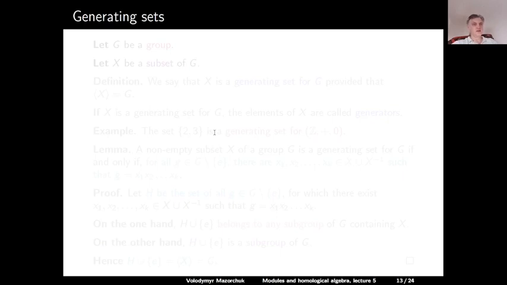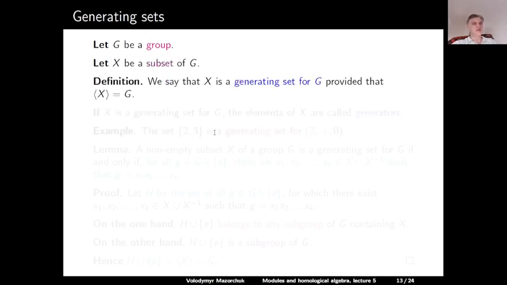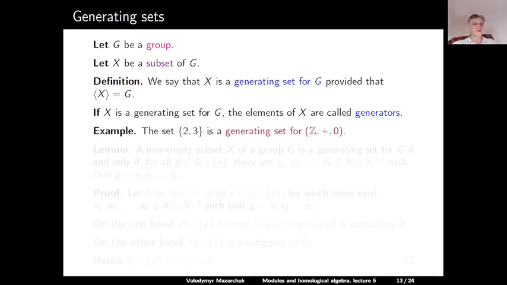Next, we define the notion of a generating set. Let G be a group and X a subset of G. Definition: we say that X is a generating set for G, provided that the subgroup of G generated by X coincides with G. If X is a generating set for G, then the elements of X are called generators. Example: the set consisting of the two integers 2 and 3 is a generating set for the additive group of all integers. Indeed, we can write any integer in the form 3 times some integer plus 2 times some integer.